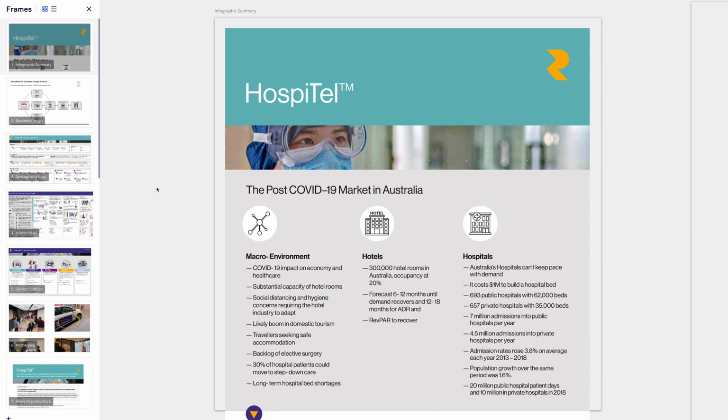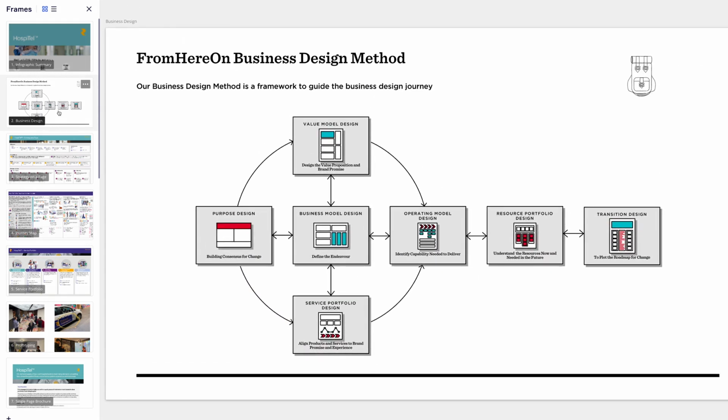Let's get started. From Here On's business design method covers a number of discrete design activities that helps an organisation to rethink how it works to deliver value to its customers. It's equally applicable in a startup context, in a scale-up context, or in an organisational transformation and modernisation program.